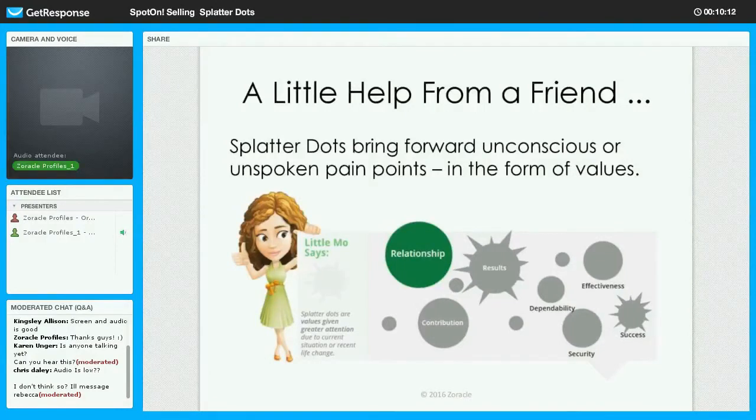Now, at this point, we still don't know exactly what they mean, in this case, by results, or what they might mean by success. But we know that's the feeling that they're not getting enough of. This is the thing that they're in search of. This is the thing that is prompting them to move in a direction of considering the purchase of a business.